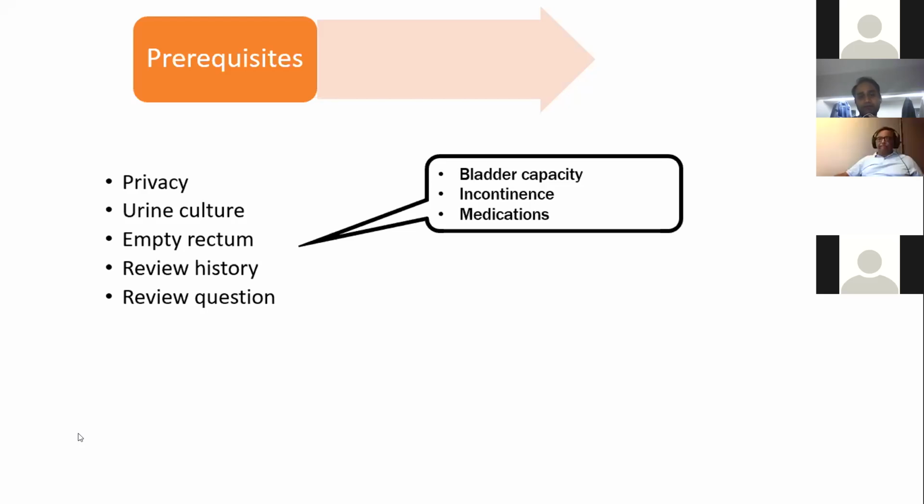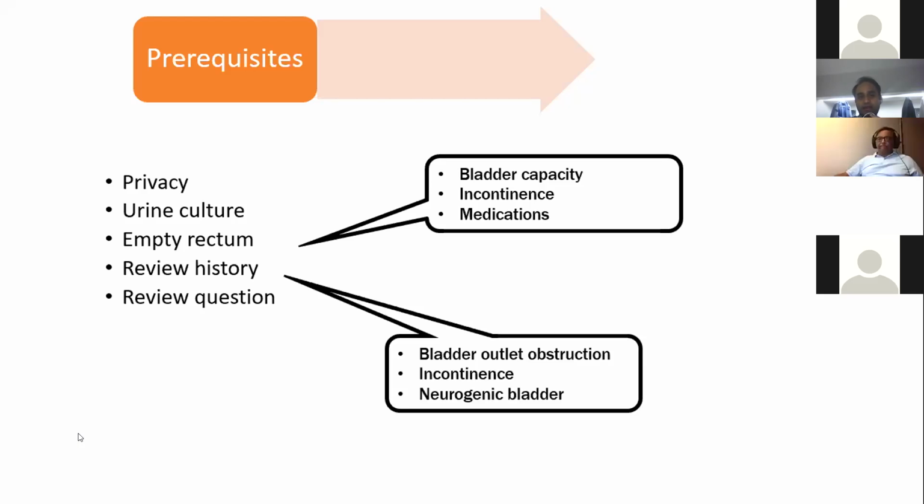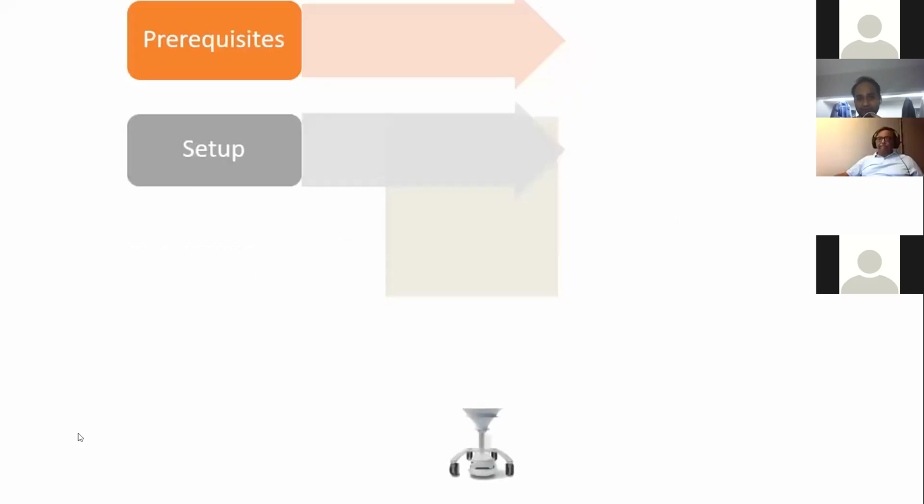Then again, the indication that is very important, you need to have a review question prior to moving on to these tests. And the review question would be whether I'm looking for a bladder outlet obstruction, do I have incontinence in my mind, or if there is neurogenic bladder that I want to find.